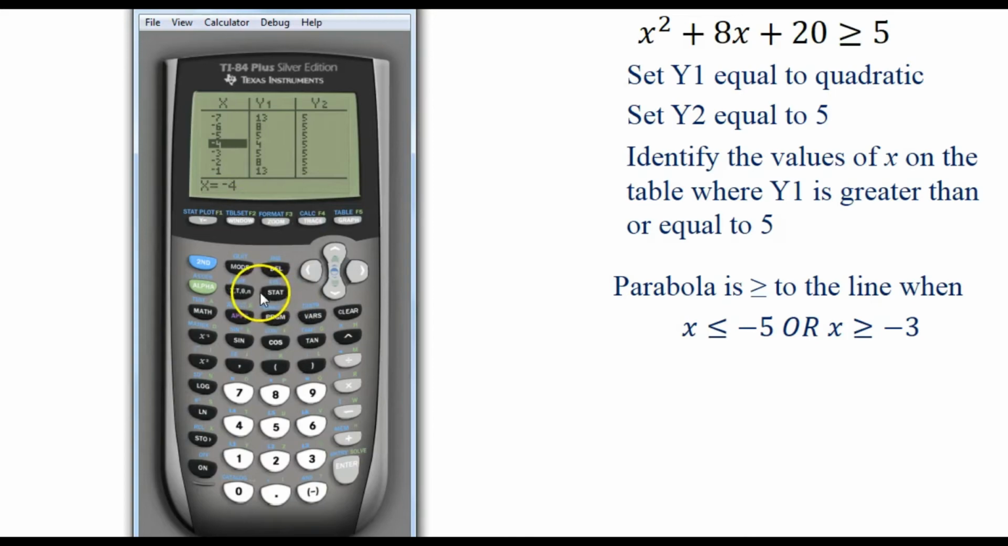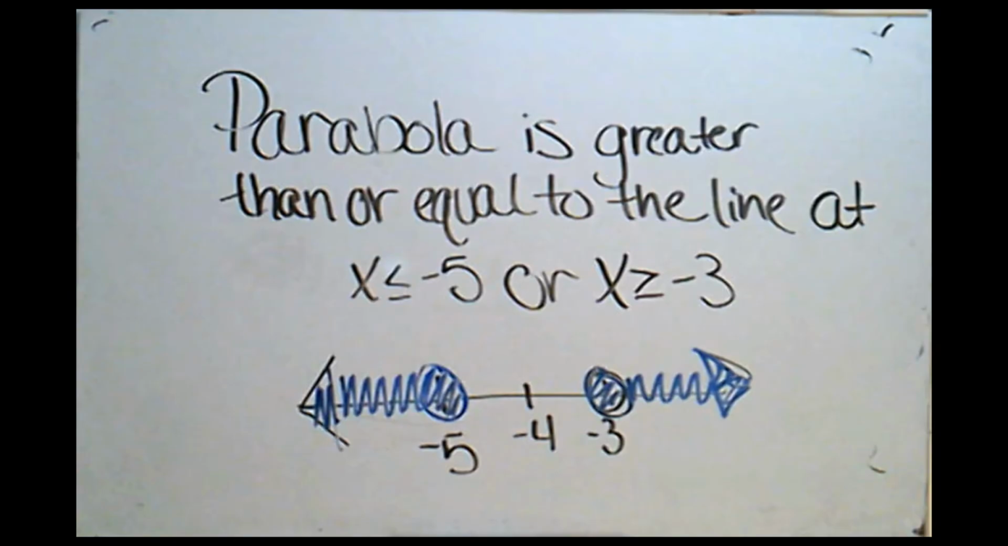And so now, what's our answer going to look like? I'm going to say that my parabola is greater than or equal to the line at x is less than or equal to negative 5, or, because it's an or statement, at x is greater than or equal to negative 3. Then I can graph it on my number line like so. I'm going to shade in negative 5 because it's equal to, and shade in negative 3 because it's equal to. It's going to be everything greater than negative 3, and everything less than negative 5.